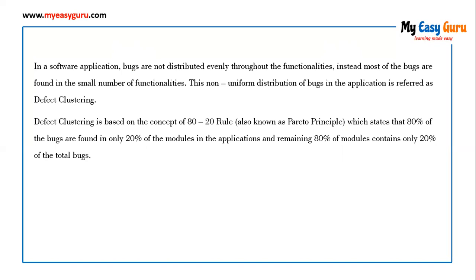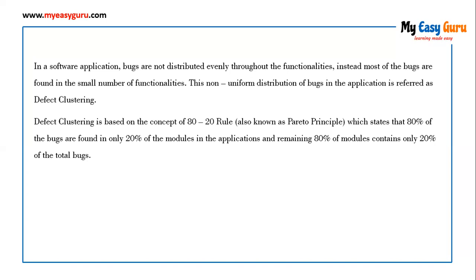So what is this 80-20 rule? Let's understand. It means 80% of the bugs are found in only 20% of the modules in the application, and the remaining 80% of the modules contain only 20% of the total bugs.